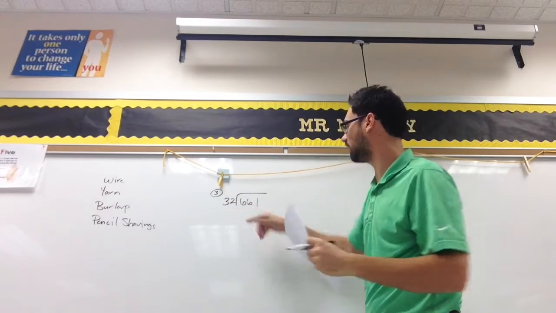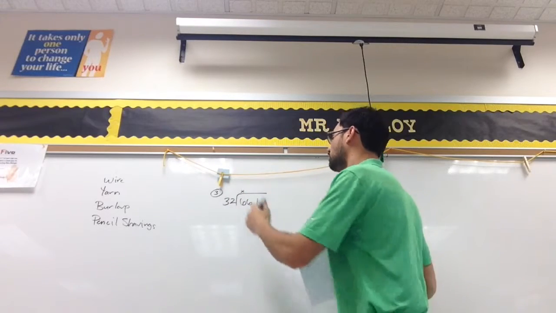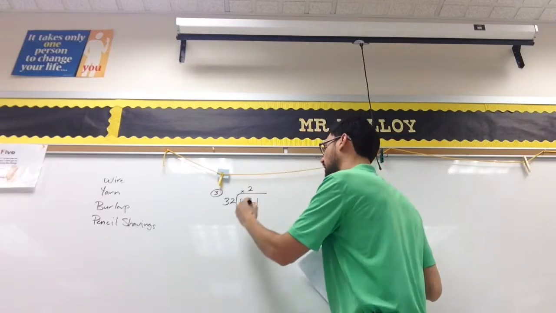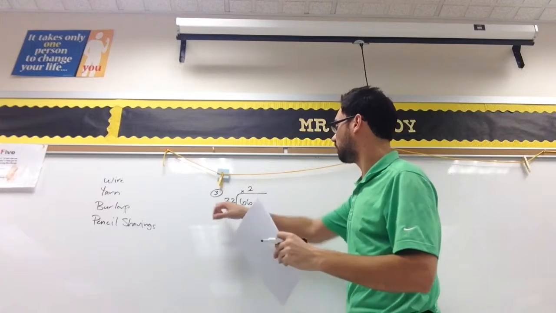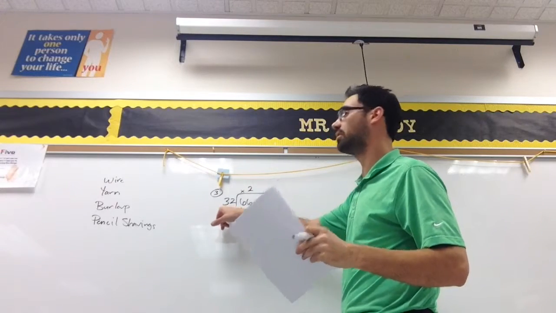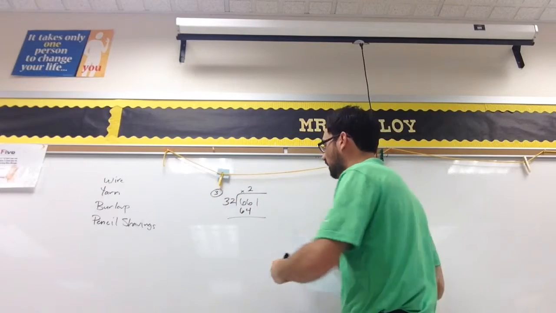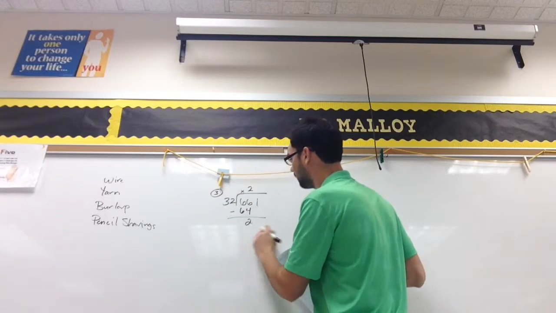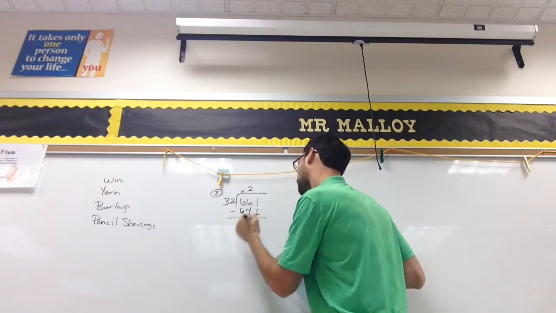So 32 can't go into 6, but 32 can go 2 times, because 32 plus 32, or 32 times 2, is 64. If you could do some of these problems in your head, that's an advantage. You know, 30 plus 30 is 60, plus 4 is the 64. Still going to subtract here, so that's 2. 66 minus 64 is 2. Drop down to 1.